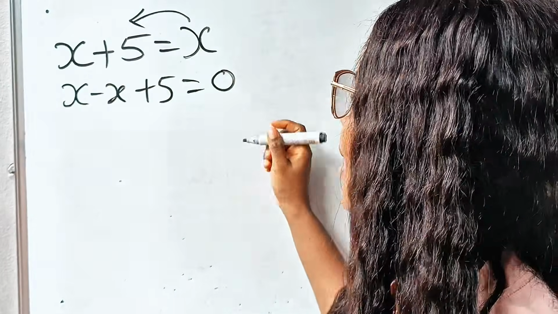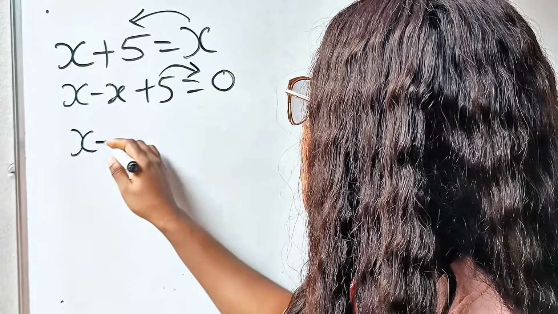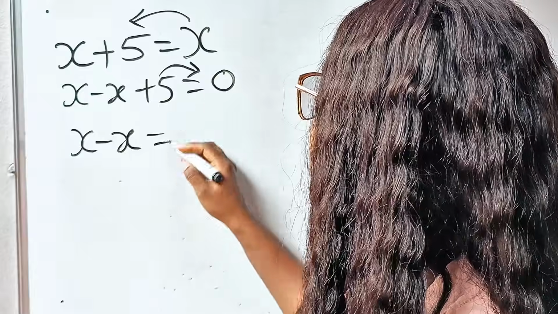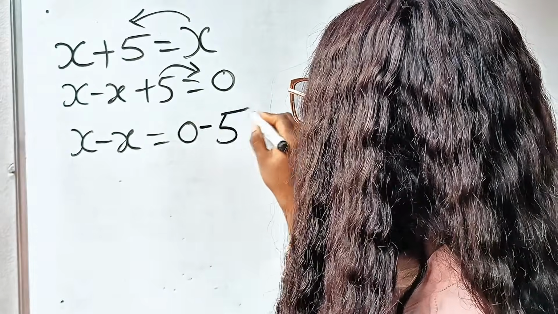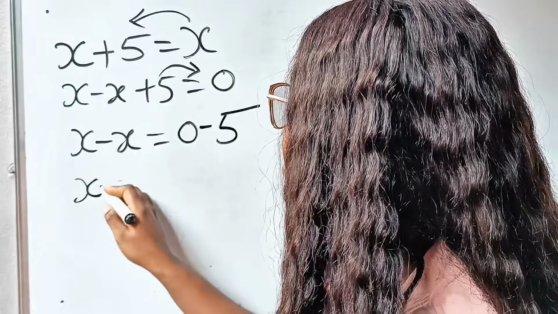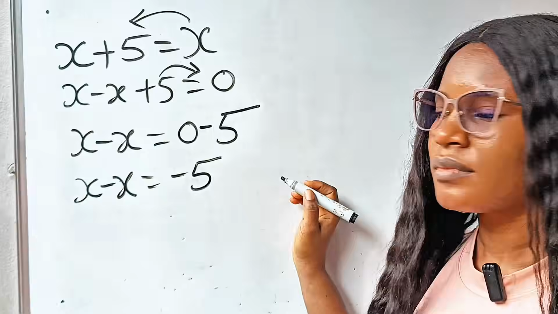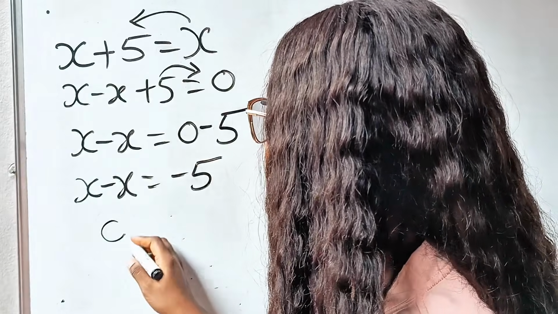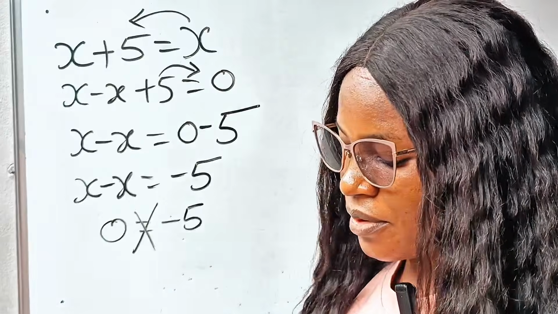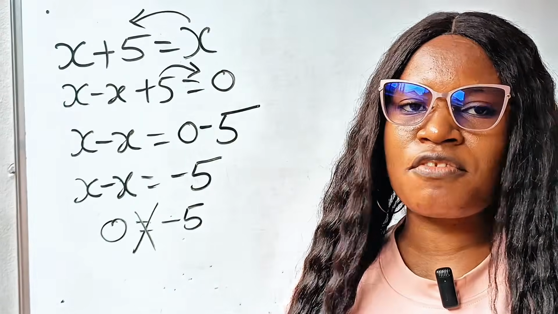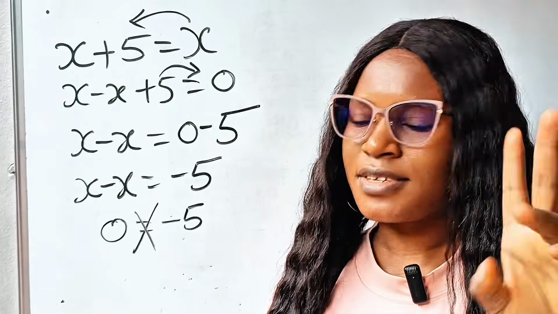Then let's go ahead and transfer this to this side. So we have x minus x is equal to 0 plus 5 will cross to become minus 5. And we have x minus x is equal to negative 5. And we will have x minus x, which is 0, is equal to negative 5. And this is mathematically wrong, meaning that our first effort did not work, right? Now let's try the second method.